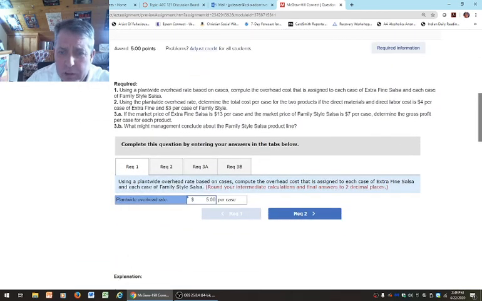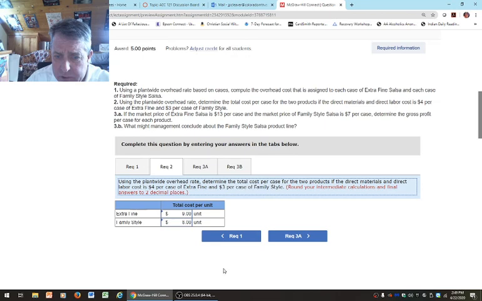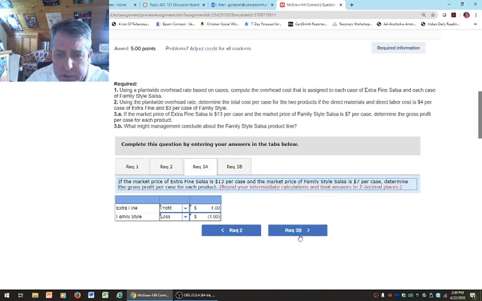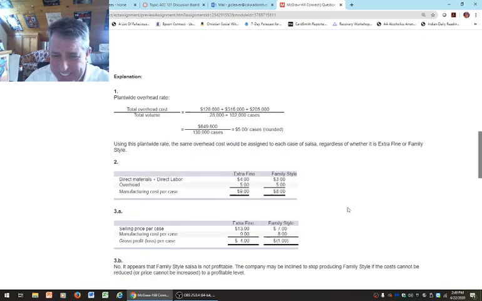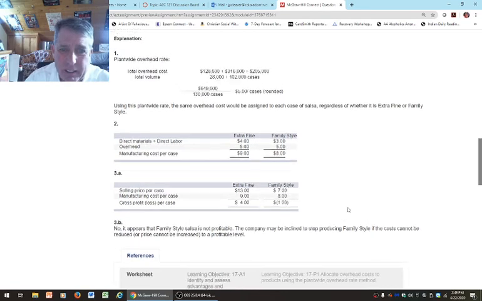Here's 4. Of course, that's got $9, $8. I hope you can see these. And there's 3, 3B, eliminate family style. It's so funny, but big companies make these types of decisions.